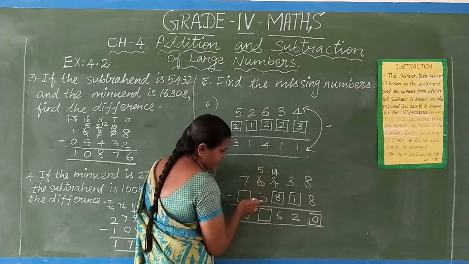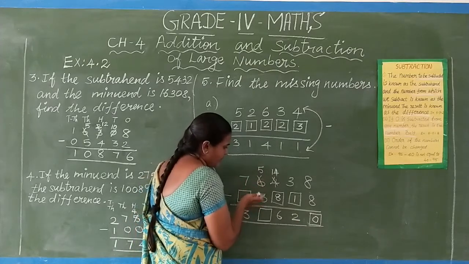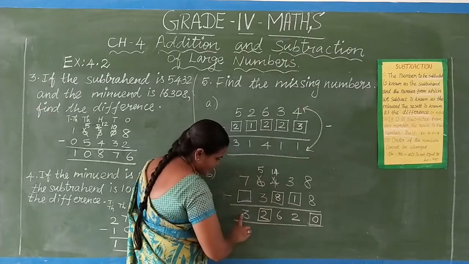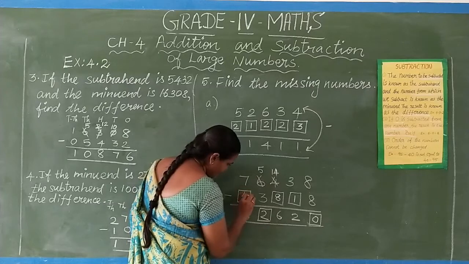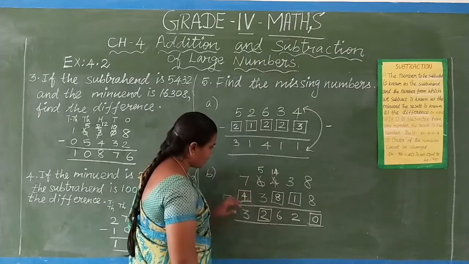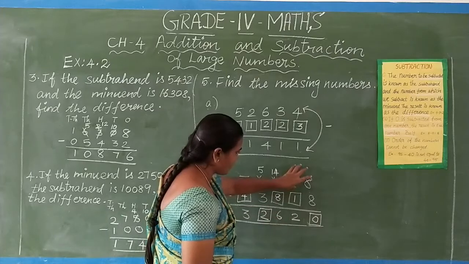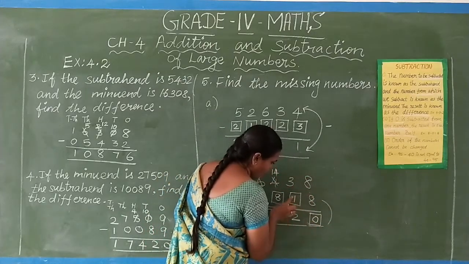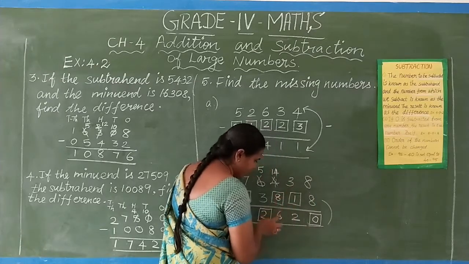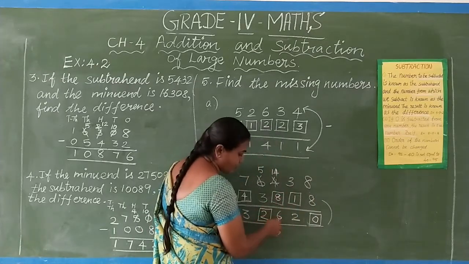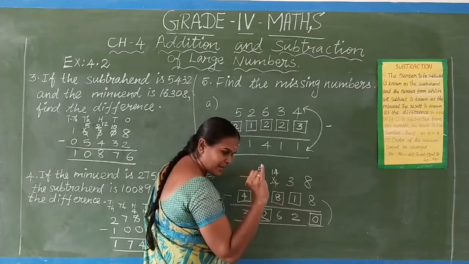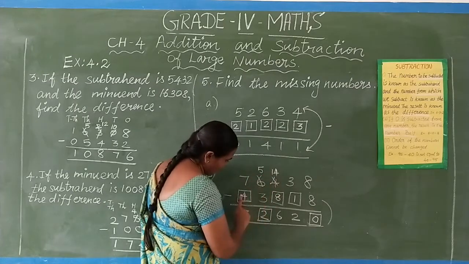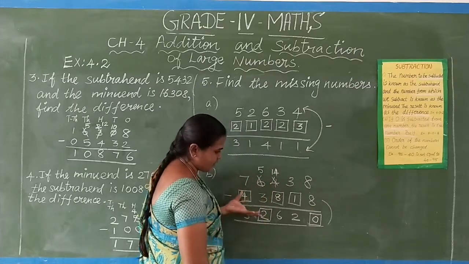So now 5 minus 3. As usual, big number minus small number. 5 minus 3, 2. Here 7 minus 3. 7 minus 3, 4. So now check. You add these two numbers, we get this one. Now we have to check these two. 8 plus 0, 8. 1 plus 2, 3. 8 plus 6, 14. 4, remaining 1. So 3 plus 2, 5. 5 plus 1, 6. 4 plus 3, 7. So your answer is correct.